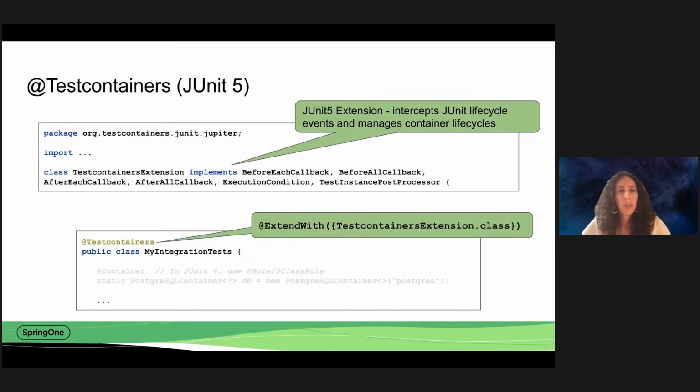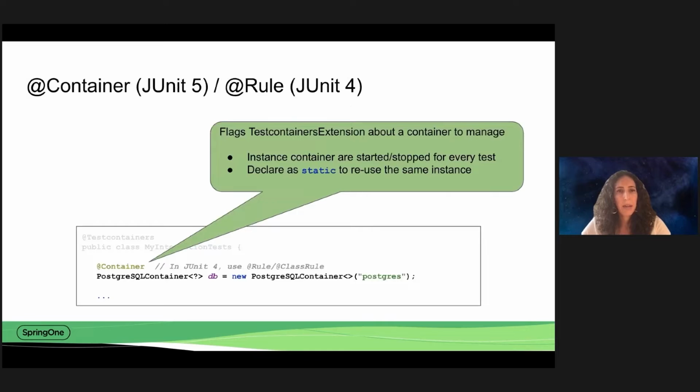And so with JUnit 5, that actually gets declared at the top level of the class with an @Testcontainers annotation. But that's the implementation in the background. And then within your test class, when you want to create a container, with JUnit 5, you use the @Container annotation. With JUnit 4, you would use @Rule or @ClassRule. But either way, in JUnit 5, this is telling Testcontainers that this is one of the containers that you have to manage.